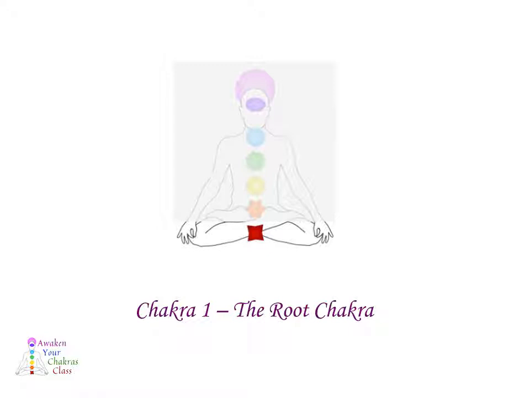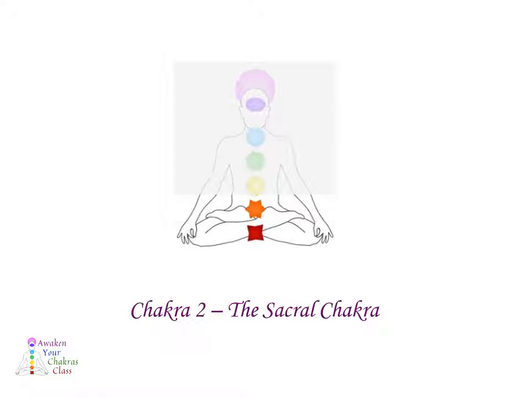When it's out of balance, we can overeat, get overweight, we can be really rigid in our thinking, have prejudices, and we can also be underweight and fearful and anxious and unfocused and ungrounded. So those are some of the themes of chakra number 1, the root chakra.